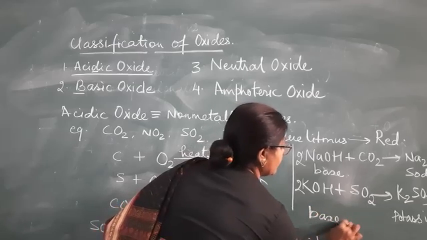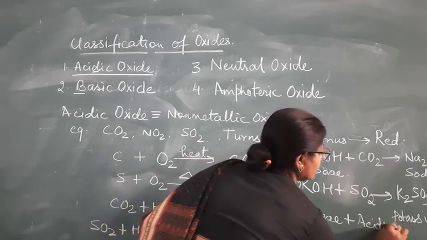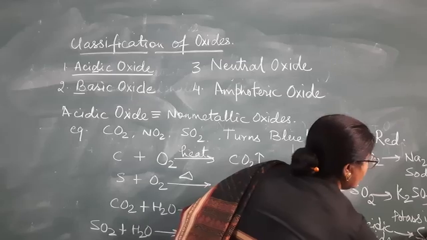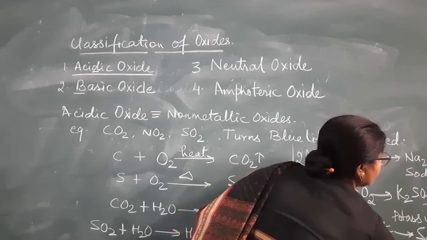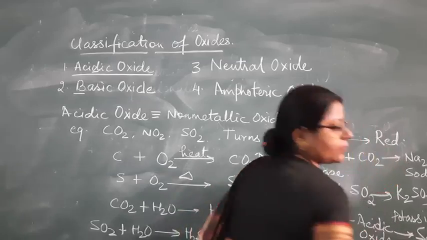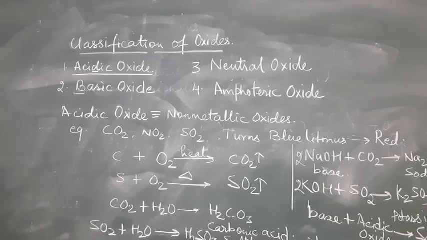Base plus acidic oxide changes into salt and water. So these are the examples of acidic oxides.